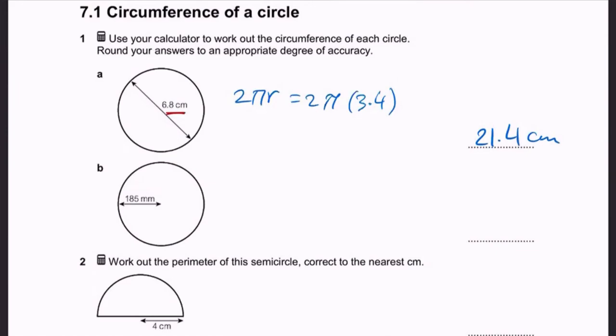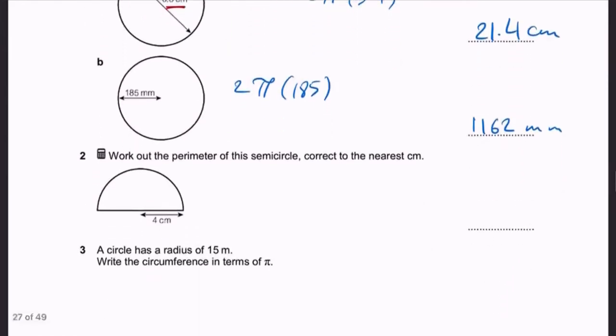Okay, for this one, 2 pi r, where the radius is 185 millimeters. So 2 times pi times 185 equals 1162.4, so 1162 millimeters. Okay, now work out the perimeter of this circumference.